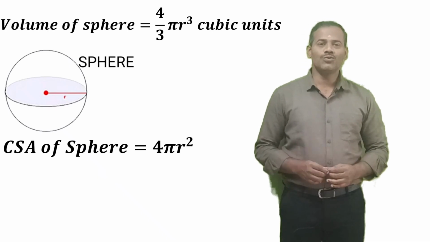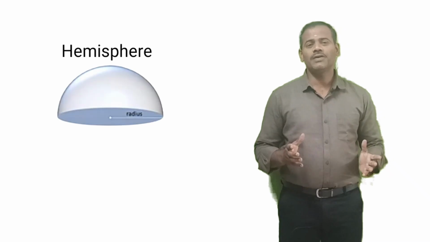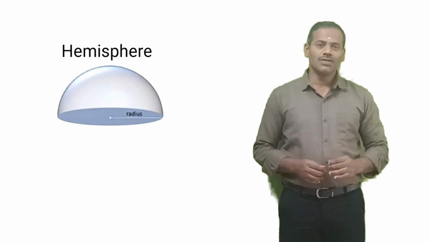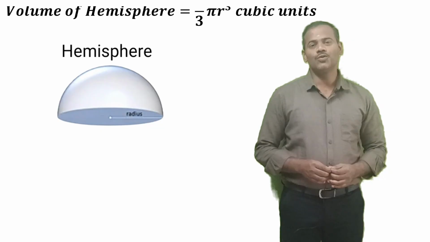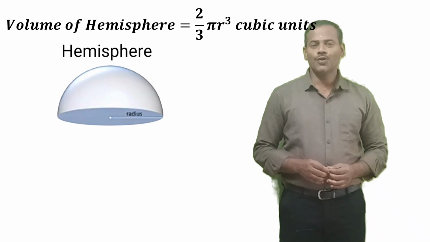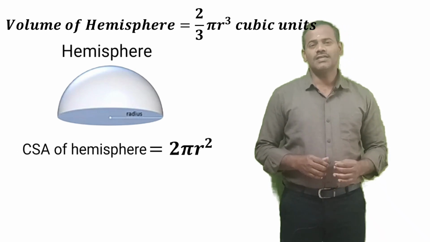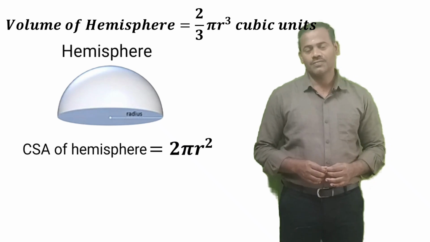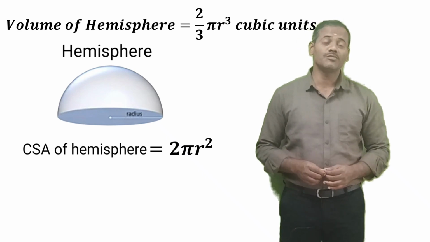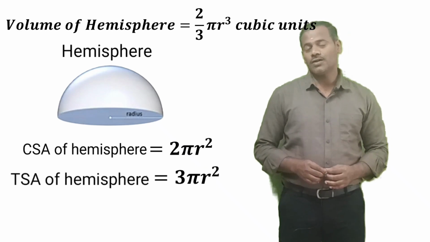Okay, now let us move to hemisphere. Sphere's half is the hemisphere. So the volume of hemisphere is 2 by 3 pi r cube cubic units. And what about the curved surface area of hemisphere? That is 2 pi r square. What about the total surface area of hemisphere? That is 3 pi r square.